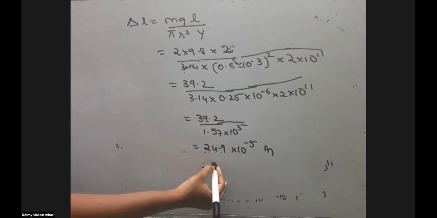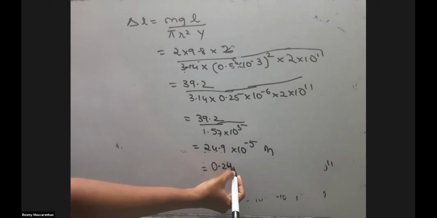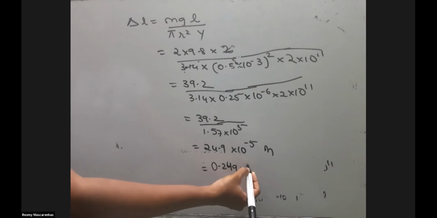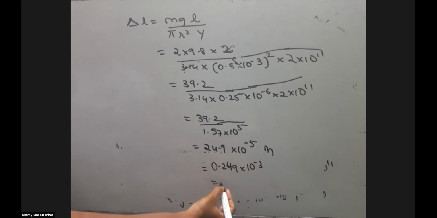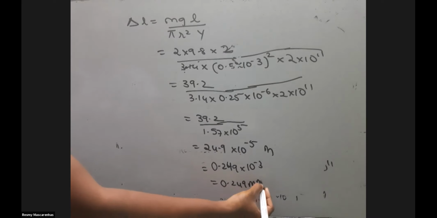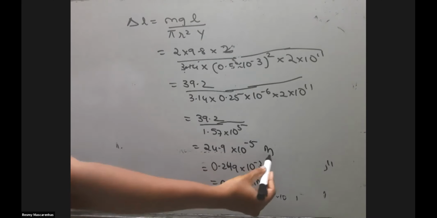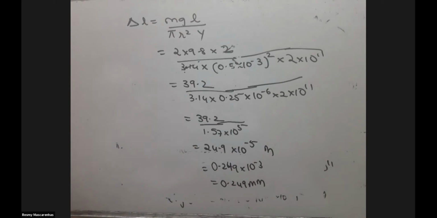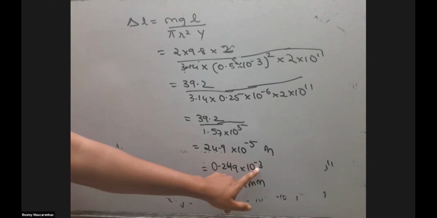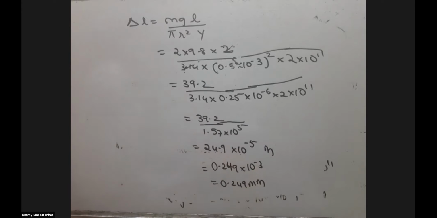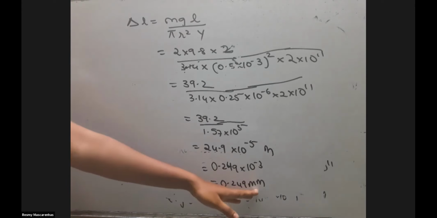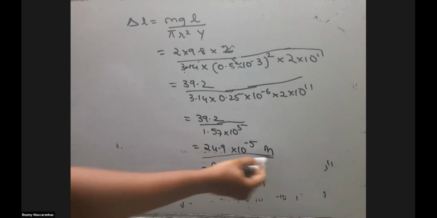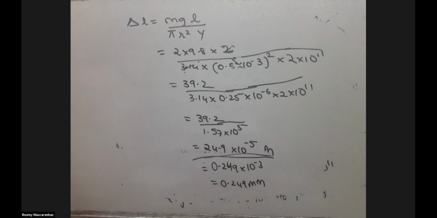You can write like this also, 0.249 into 10 raised to minus 3. If you come across like this, I'm saying, there are various ways. Even if you write like this, no one will cut marks. This is also correct. Instead of 10 raised to minus 3, sometimes they may use mm. You can keep your answer like this also. Now your first part is done.